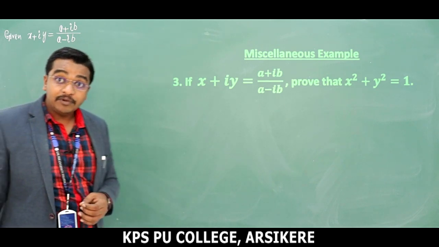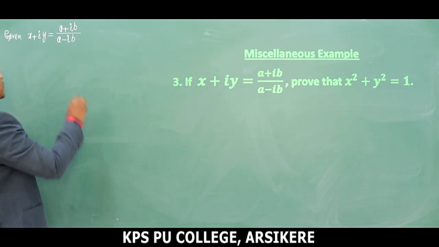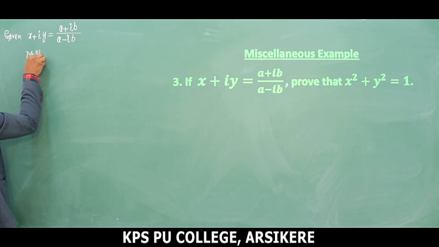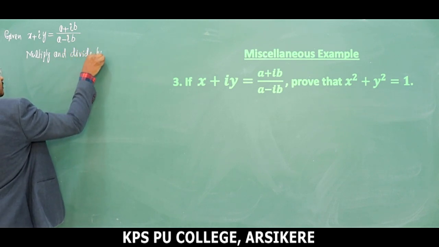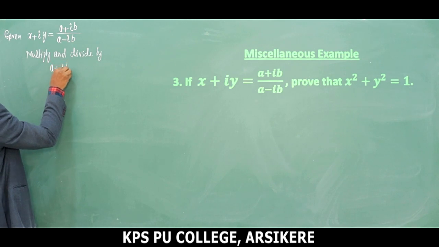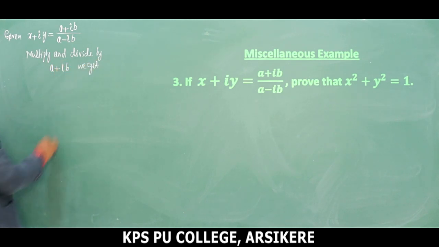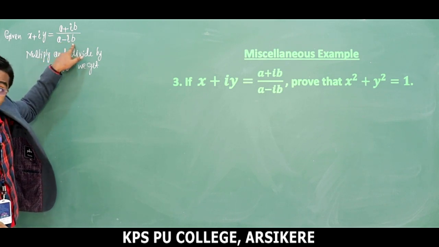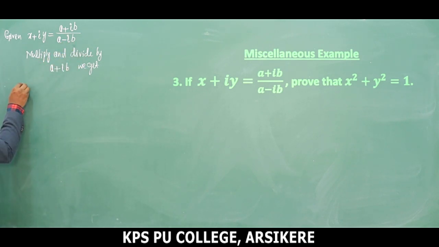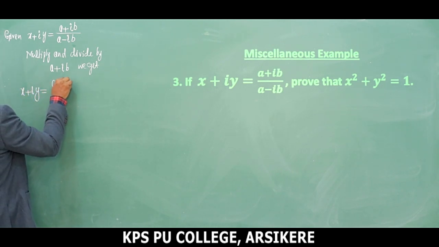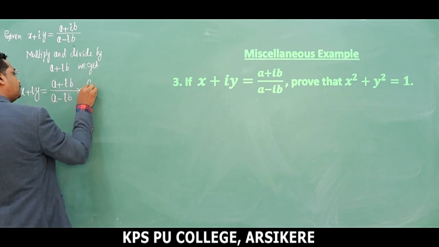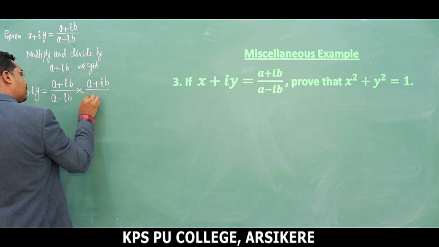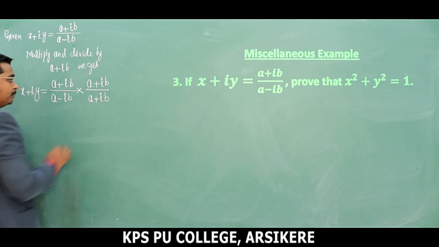First step is multiply and divide by conjugate of denominator. Multiply and divide by a plus ib, we get multiply and divide by the conjugate. Conjugate of a minus ib is a plus ib. We get x plus iy is equal to a plus ib divided by a minus ib into a plus ib divided by a plus ib.